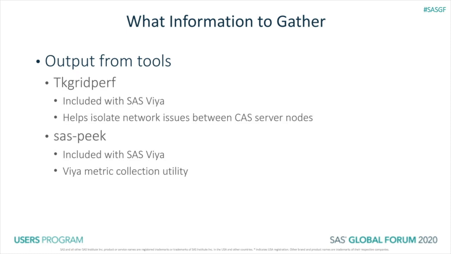And the final two tools are TK Grid Perf and SAS Peak. These are both also included with SAS Viya. TK Grid Perf, we use it to really isolate network issues between the CAS server nodes, and SAS Peak is a Viya metric collection utility. It's awesome, and that runs on all the machines in a Viya deployment.